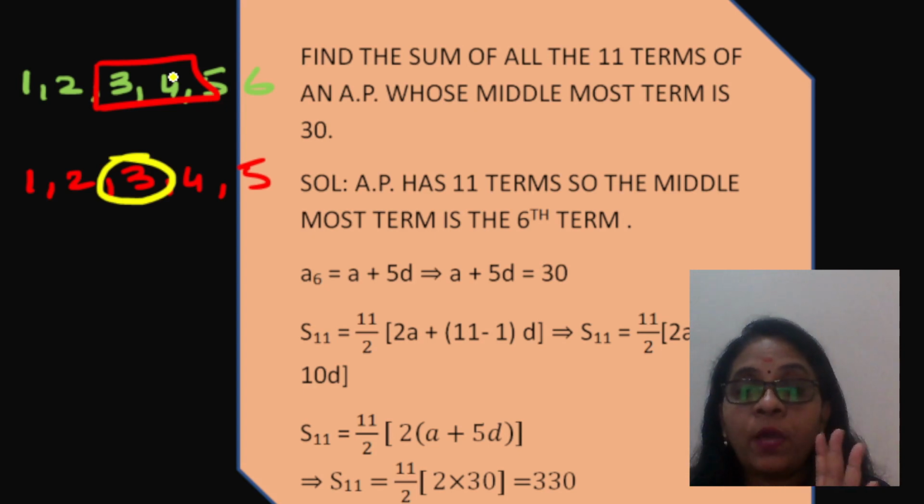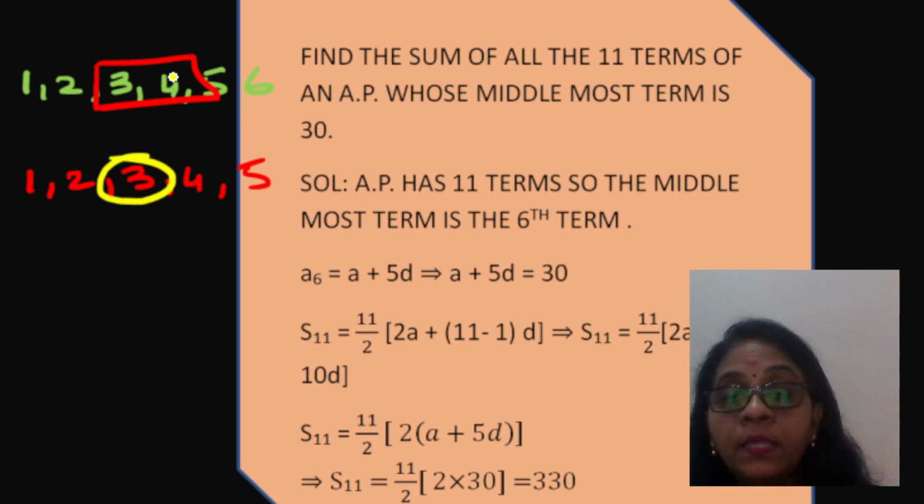Say suppose you have 10 terms. If you have 10 terms, then what will be the middle terms? The middle terms will be 5 and 6. Now, how is it 5 and 6? It is 10 by 2, which is 5, comma, you add 1 to that, you get 6. So, the fifth term and the sixth term are the middlemost terms.